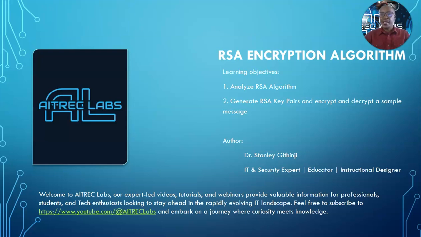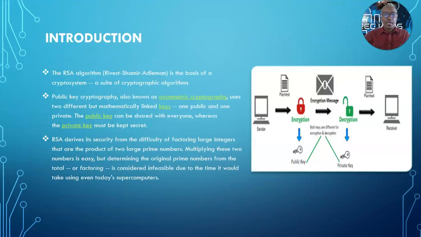So RSA is a part of a PKC algorithm, and we say that a PKC algorithm uses a different key to encrypt and a different key to decrypt. The RSA algorithm was invented by Rivest, Shamir and Adleman as the basis of the crypto system. So it makes use of two keys, also known as asymmetric. Those two keys are different, but they're mathematically related.